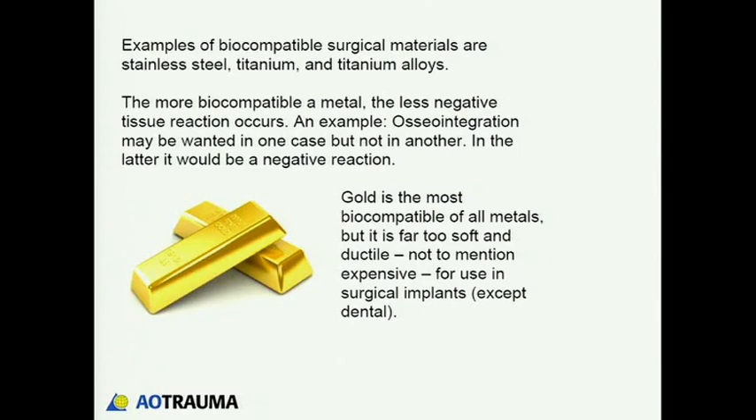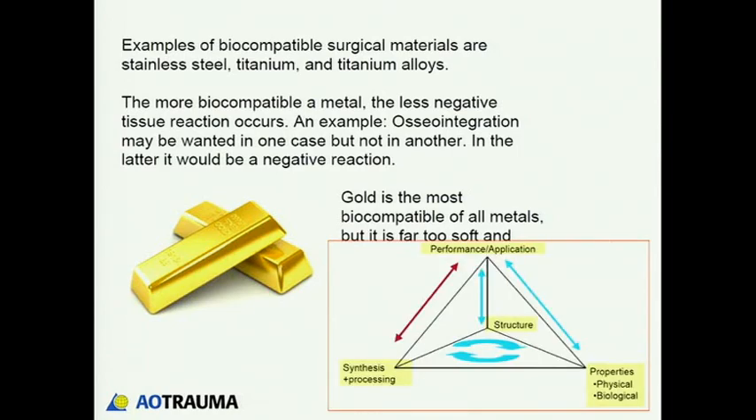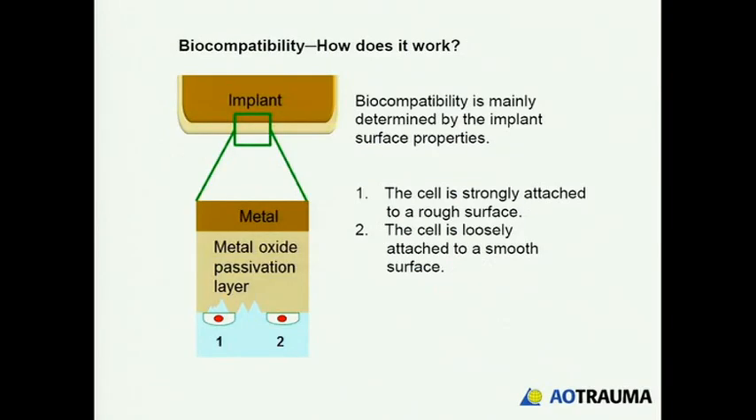And the more biocompatible a metal, the less negative tissue reaction occurs. Gold is one of the most important ones, but obviously it cannot be used for bulk properties. So there should be a performance, application, synthesis, properties, and all these things should be in good coordination for us to have a successful implant. So how does it work?